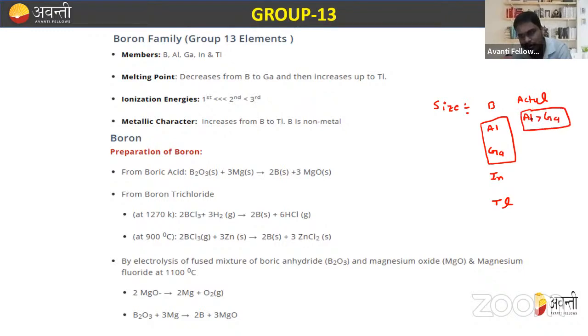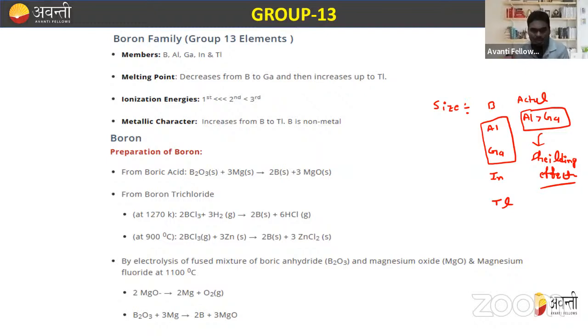So this is the small exception here. Why is this? This is due to the poor shielding effect of gallium, right? Remember this shielding effect of gallium due to the addition of 3d electrons, 4d electrons, and 4f comes into the picture. And due to the poor shielding effect, aluminium is slightly bigger than gallium. So there is an exception in this, right?